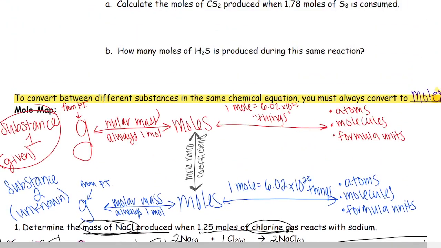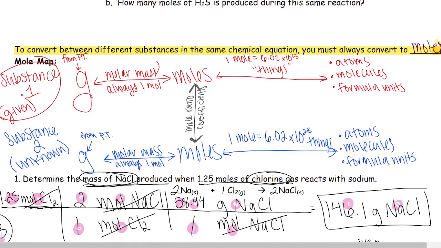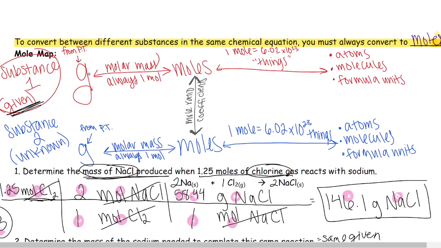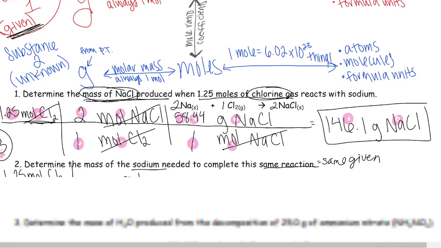So again, if we find ourselves on this mole map, I'm in my given substance. Given substance meaning I have information about that substance. Moles of chlorine was what was given to me, so that tells me that I'm starting up here. It was given in moles, so I'm already here. If I want to go to a different substance, the only way to get to that other substance is by using the mole ratio and the coefficients to get to moles of that other substance.